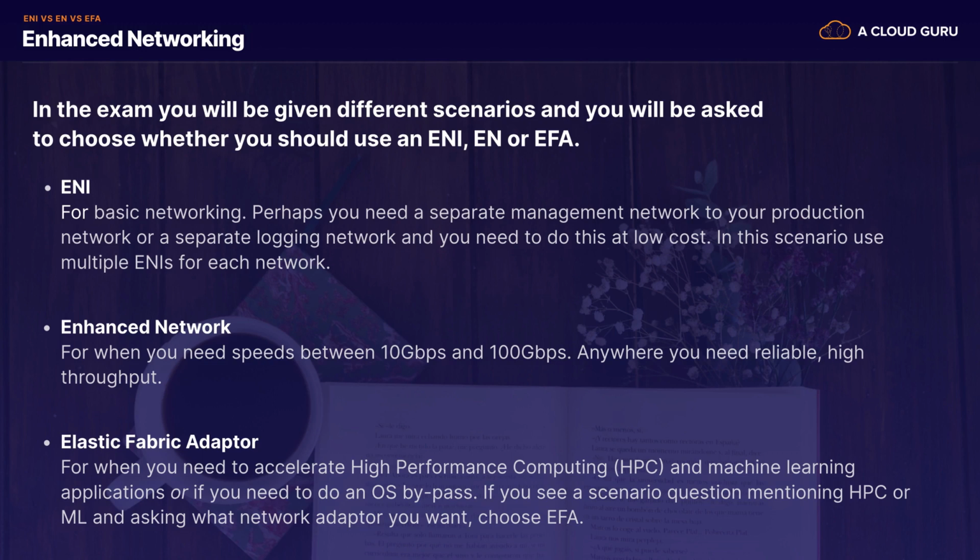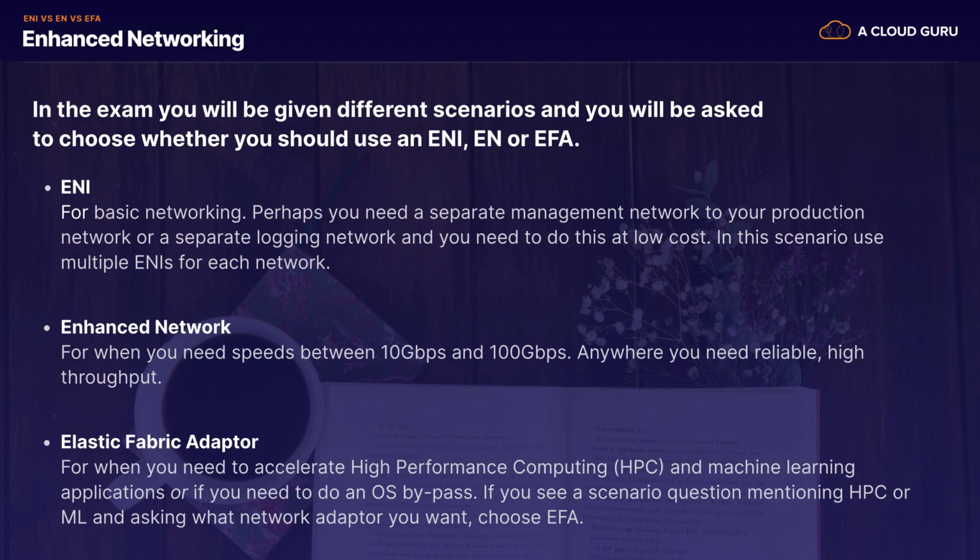So on to my exam tips. You're going to be given different scenario questions and asked to choose whether you should be using an ENI, enhanced networking, or an Elastic Fabric Adapter. For ENI, just use this for basic networking. Perhaps you need a separate management network from your production network, or a separate logging network, and you need to do this at a low cost. In this scenario, just use multiple ENIs for each network. Enhanced networking is for when you need speeds between 10 gigabits per second and 100 gigabits per second, anywhere you need reliable high throughput.